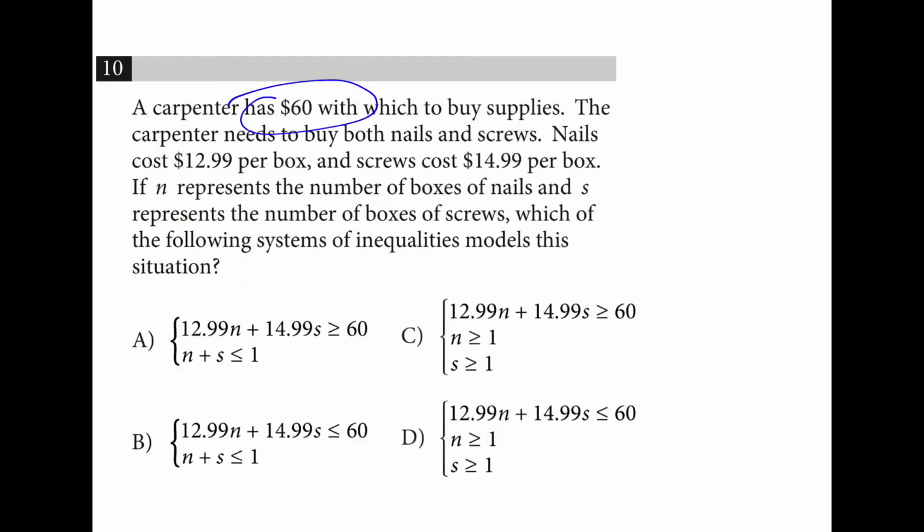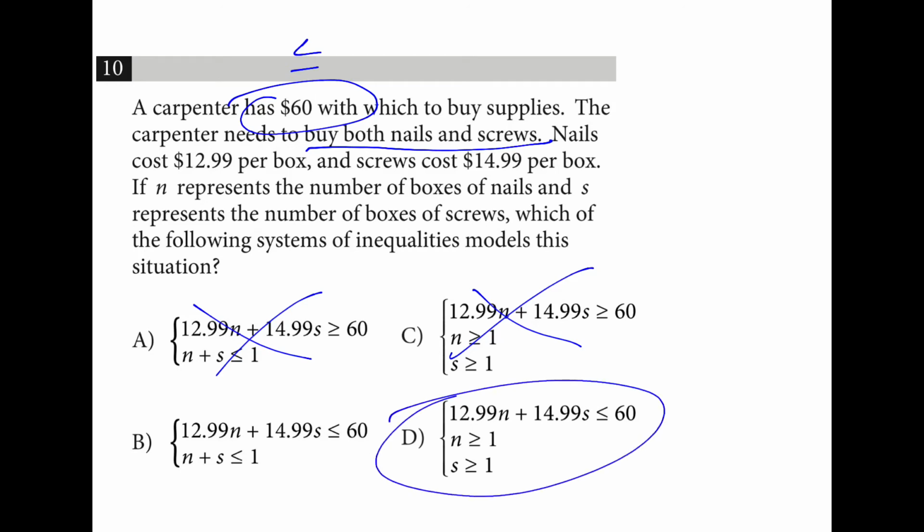If you only have $60, that means less than or equal to 60. So these two can be ruled out because you can't spend more than 60. And all we know is that we need to buy both. So greater than or equal to 1 is the way to go. It wouldn't make sense to say that their sum is less than 1.